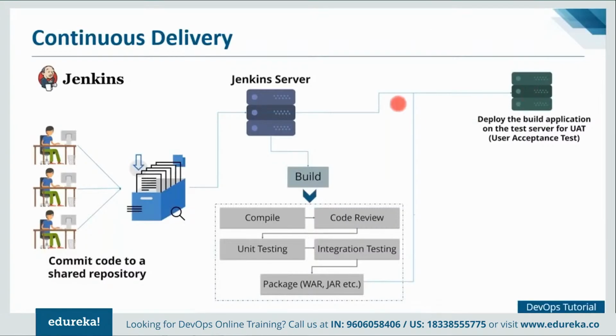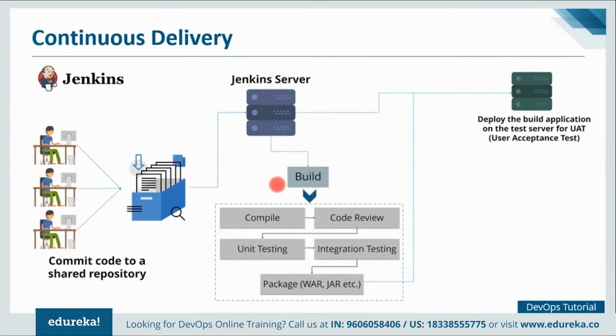So let us just summarize continuous delivery again. The moment any developer makes a change in the source code, Jenkins will pull that code, prepare a build. Once build is successful, it will take the build application and Jenkins will deploy it onto the test server for end user testing or user acceptance test. So this is basically what continuous delivery is. This happens in a continuous fashion.